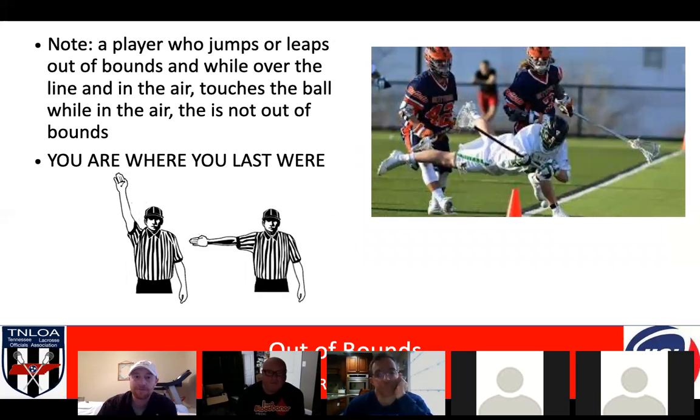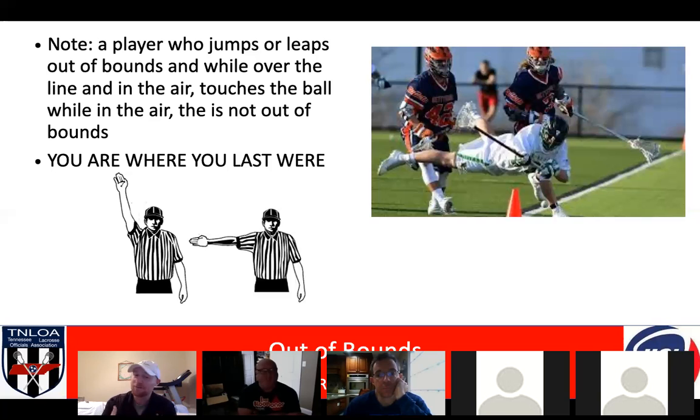Big time note, a player who jumps or leaps out of bounds and, while over the line and in the air, touches the ball while in the air, the player is not out of bounds. You are where you last were. If you jump from inbounds, you are inbounds in the air. You are not out of bounds until you touch out of bounds. This is very, very important when it comes to quick offsides penalties.